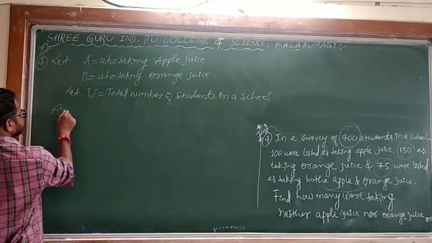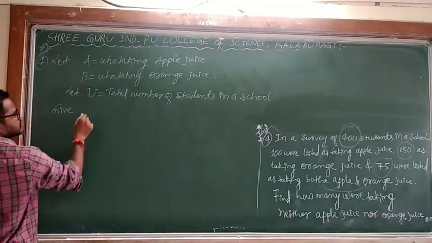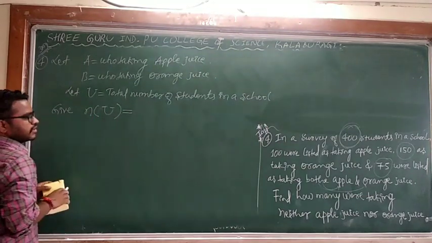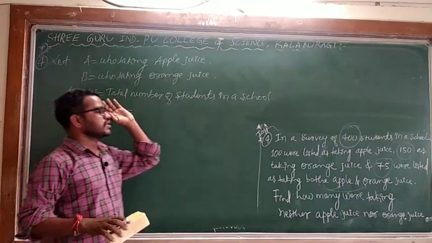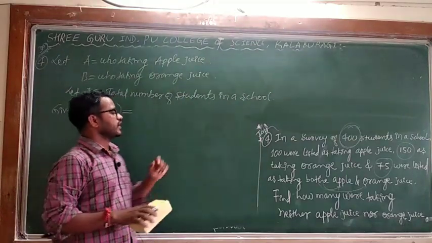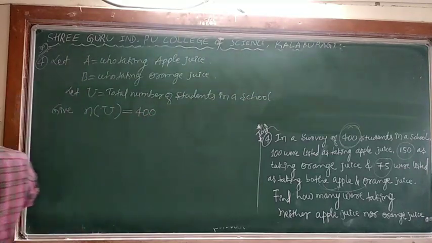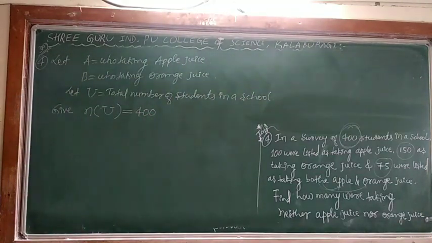Okay, given. What is n of U? N of U is the universal set. It means there are how many students in the given school? 400 students. 400 is the universal set. It means totally 400 students in the school.